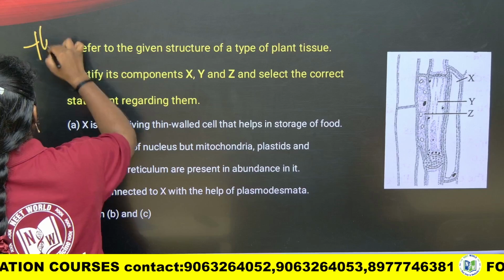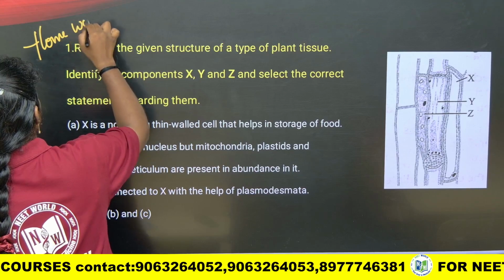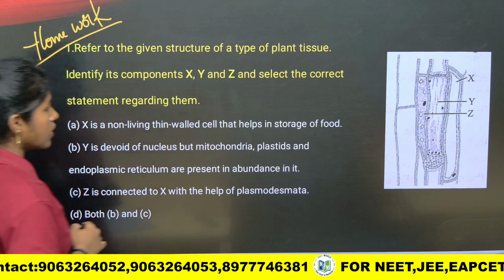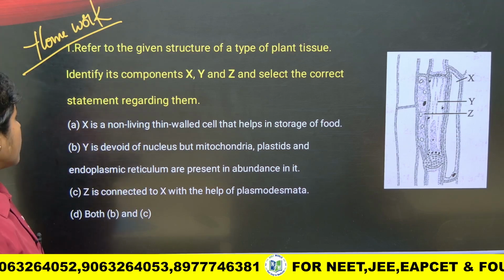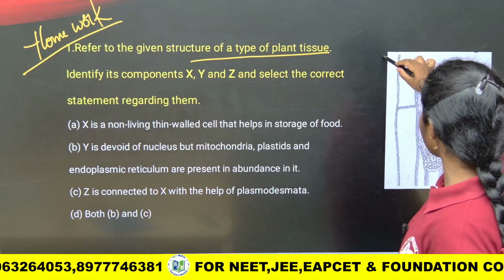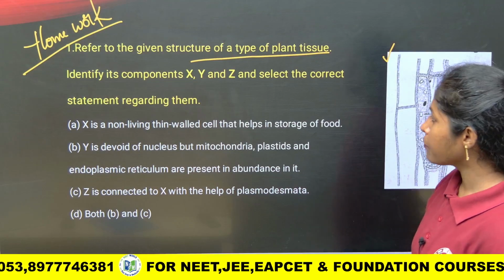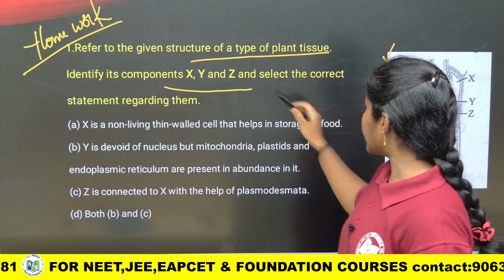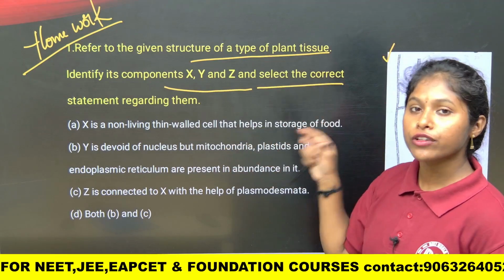So here it is, the homework question for all of you. Let's see, take a screenshot of this question. Let's see how many of you can answer. Refer to the given structure of a type of plant tissue. They are asking, refer to this diagram. Identify the X, Y, Z, and select the correct option according to the X, Y, Z.